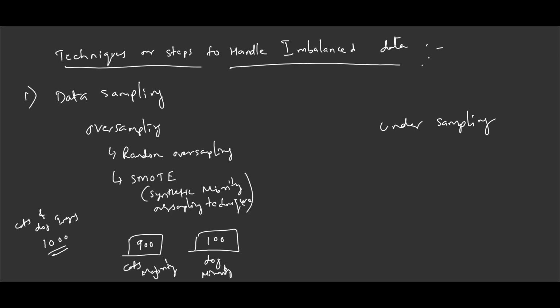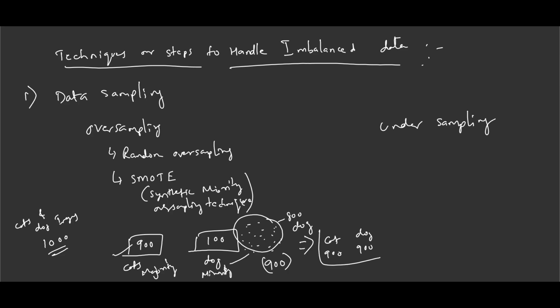So what happens in oversampling? They will add more images of dogs in such a way that this will also become 900. It means you are adding 800 more data points of dog images to the data set, so that your cat and dog images are balanced. Now after this oversampling, your cat images are 900 and your dog images are also 900. So you are balancing this data set. That's what is typically done in oversampling.